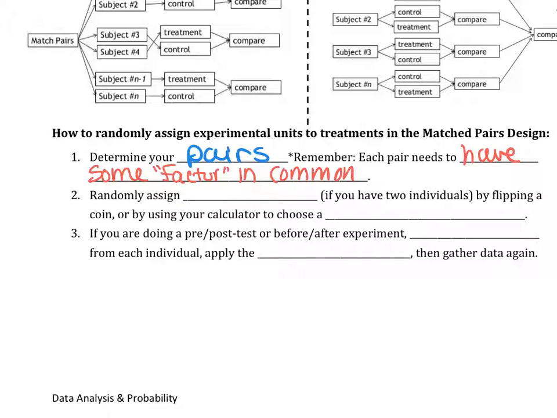And then within the pair, you need to decide who's going to get like the treatment and who's going to get the placebo, or who's going to get what treatment. So you're going to randomly assign treatments. You can do it just by flipping a coin because that's random, or you can use your calculator to choose the random integer from 1 to 2. Okay, so again, when you are assigning the treatments to the individuals in the pair, it does have to be random. You can't choose who gets what treatment.